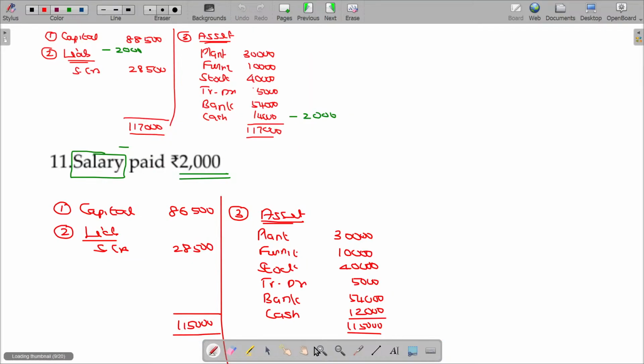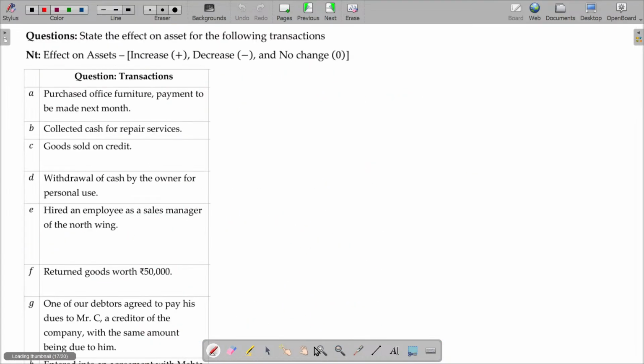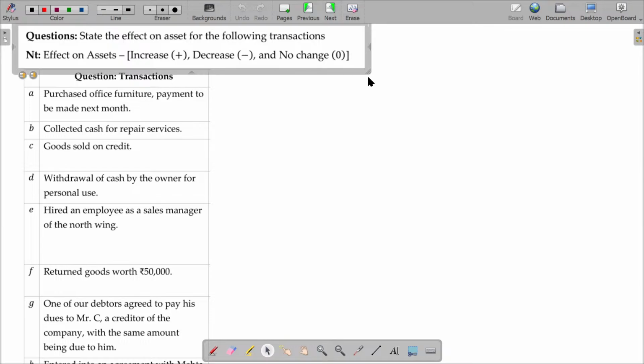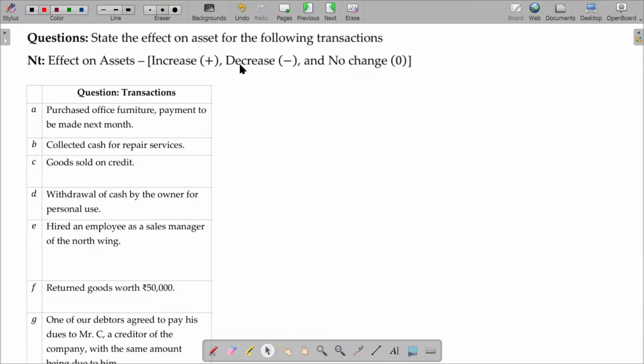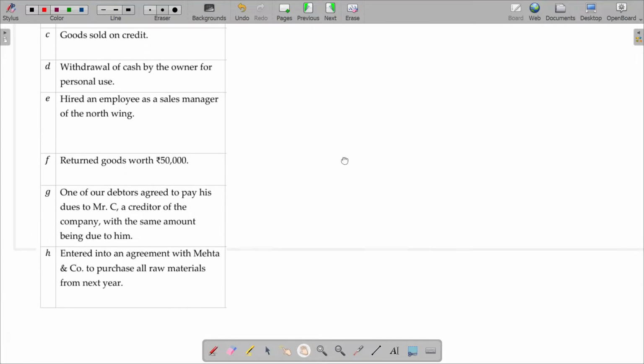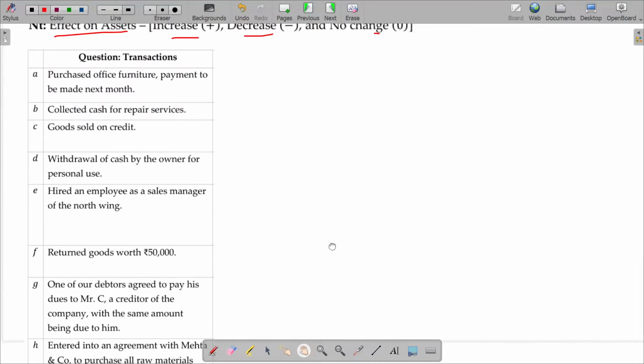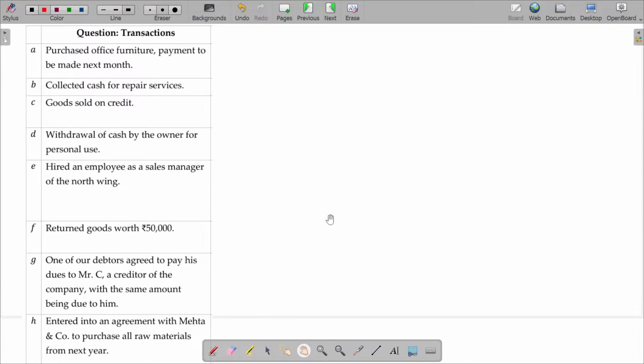Now we'll deal one more thing here. State with the reasons, state with effect on assets for the following transactions. Clear? What could be the effect of on assets? Whether it increases or decreases or no change. Clear? Now let's try.